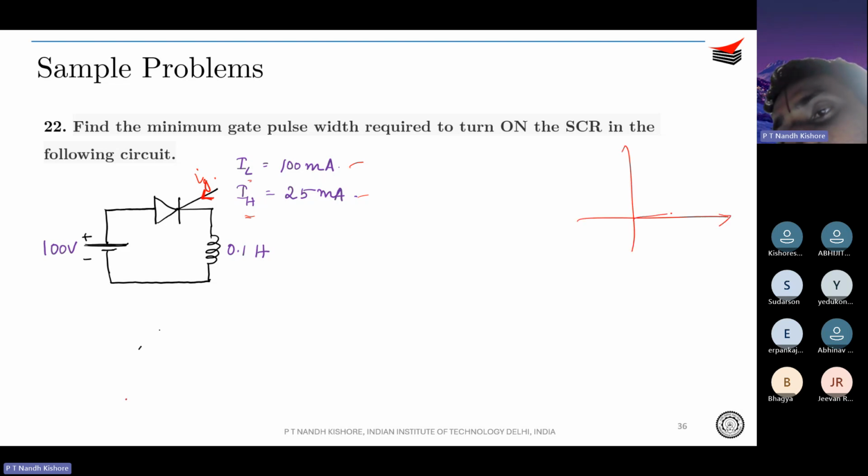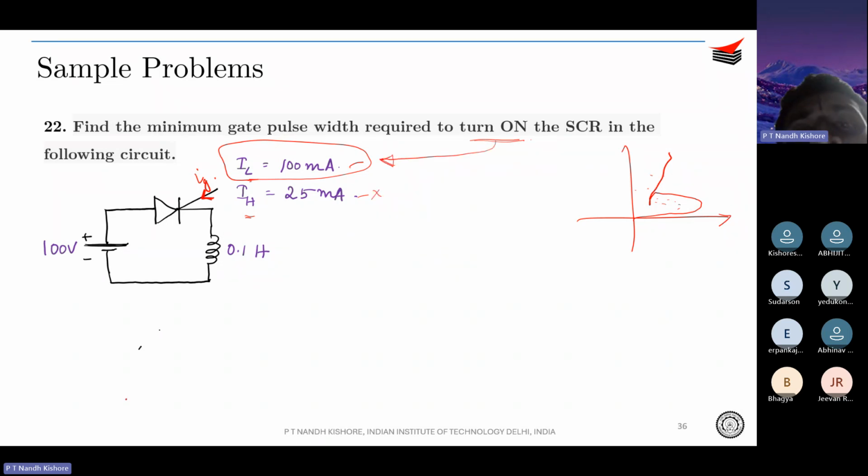In an SCR characteristic, you have something like this. So you have your IL over here. During turn on, you look only at the latching current. People may give you the value of holding current just to confuse you. But the question is the minimum gate pulse width required to turn on the SCR, which means you need to look only at the latching current, not at the holding current. Then the question becomes really simple.